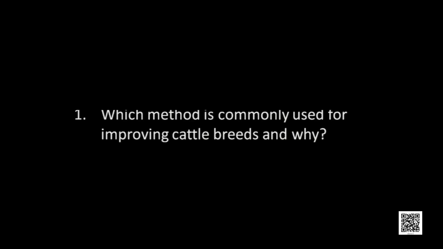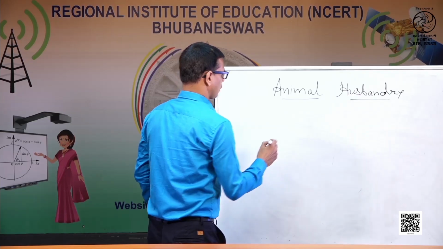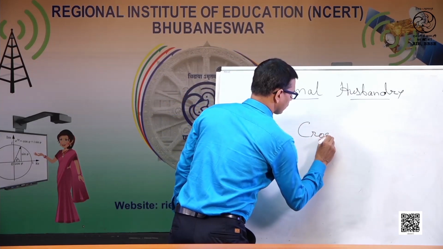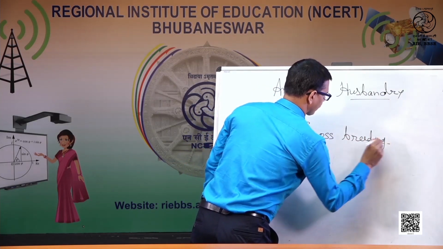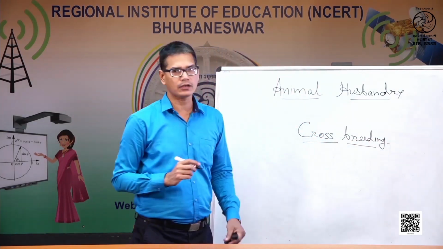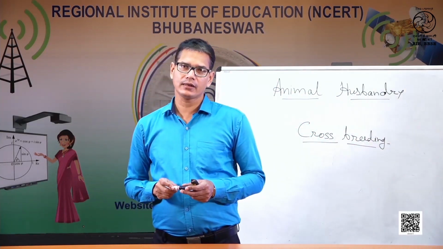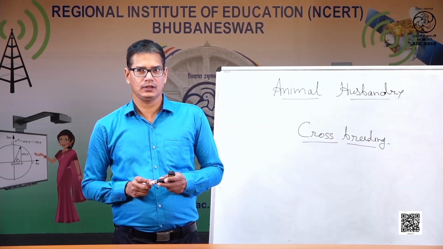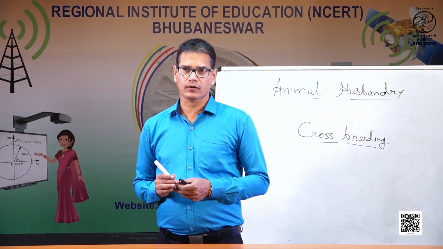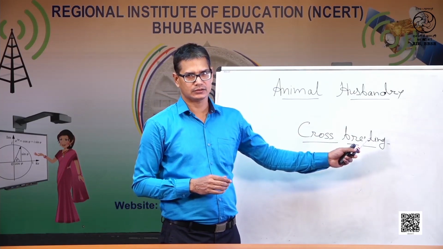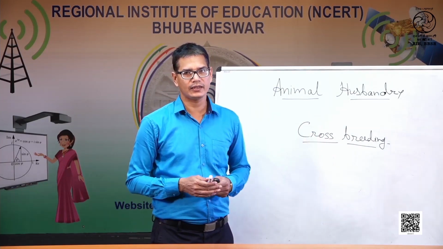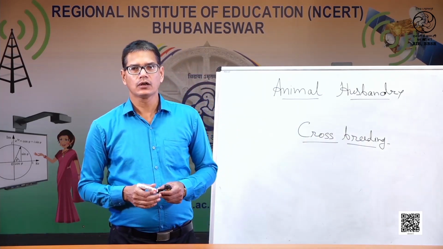First question is, which method is commonly used for improving cattle breeds and why? What will be the answer? We discussed it. Cross breeding. Cross breeding for what? To get the desirable characteristics or features. As we have seen, we crossbreed the local breeds with the foreign breeds of cattle to get the desired quality.